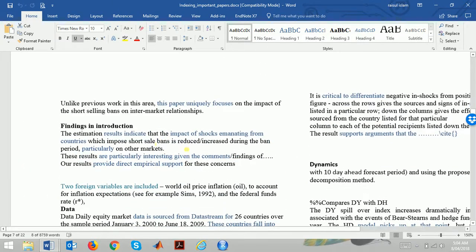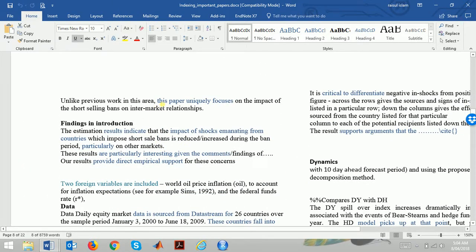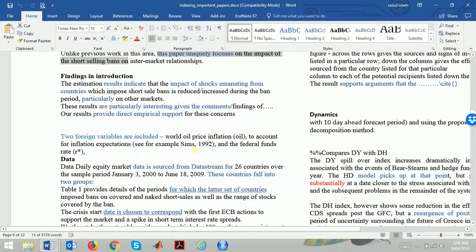Unlike previous work in this area, this paper uniquely focuses on the impact of the short selling bans. The estimation results indicate that the impact of shocks emanating from countries which impose short selling bans is reduced during the ban period, particularly on other markets. These results are particularly interesting given the comments. Our results provide direct empirical support.